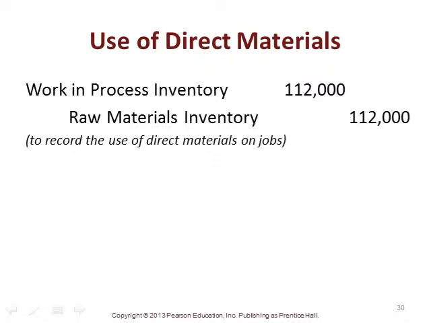And so now we're going to move material out of raw materials inventory into the production process. There we simply debit work in process inventory, which is just another inventory account on the balance sheet, and we credit raw materials inventory, which is again just another asset account. We're just moving it between two different asset accounts to record the use of direct materials on jobs.